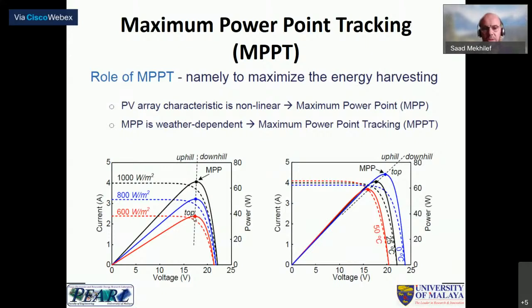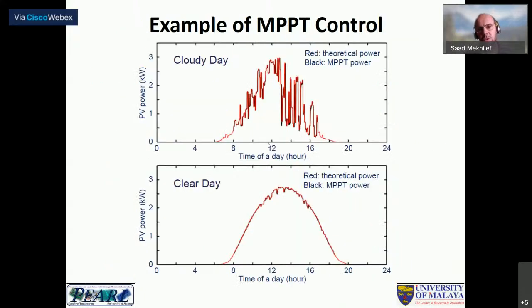If there is a cloud, there is what we call shading, so this will keep changing. That means the maximum power point tracker should be able to track the maximum power. The same thing goes for the temperature increase. The temperature increase will result in a different power curve, and a different power curve will result in different maximum power points. The algorithms should be able to track these weather-dependent changes.